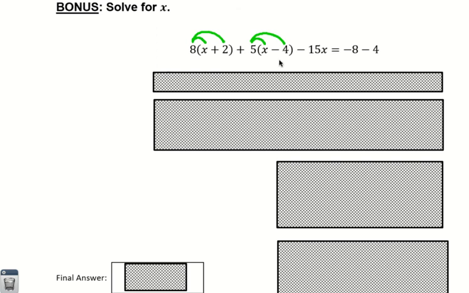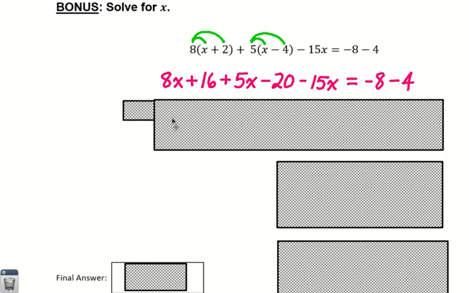Just kind of a fancier problem. I dare say that you should totally be able to solve this and get the bonus points. The first thing you would have to do is distribute to clear the parentheses. Again, you don't start adding things to both sides or dividing both sides until you clear parentheses with the distributive property. When you distribute the 8 and the 5, you get 8x plus 16, and then plus 5x minus 20. The minus 15x comes down, the equal sign comes down, negative 8 minus 4 comes down.